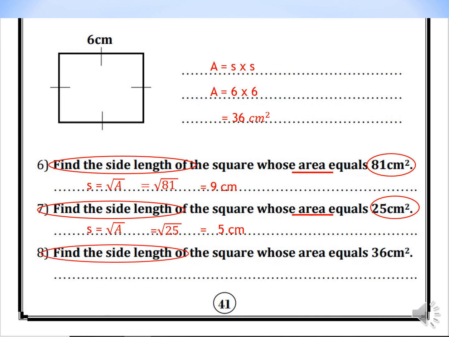Number 8, find the side length of the square whose area equals 36 centimeters squared. Side equals square root of the area, equals square root of 36, equals 6 centimeters.